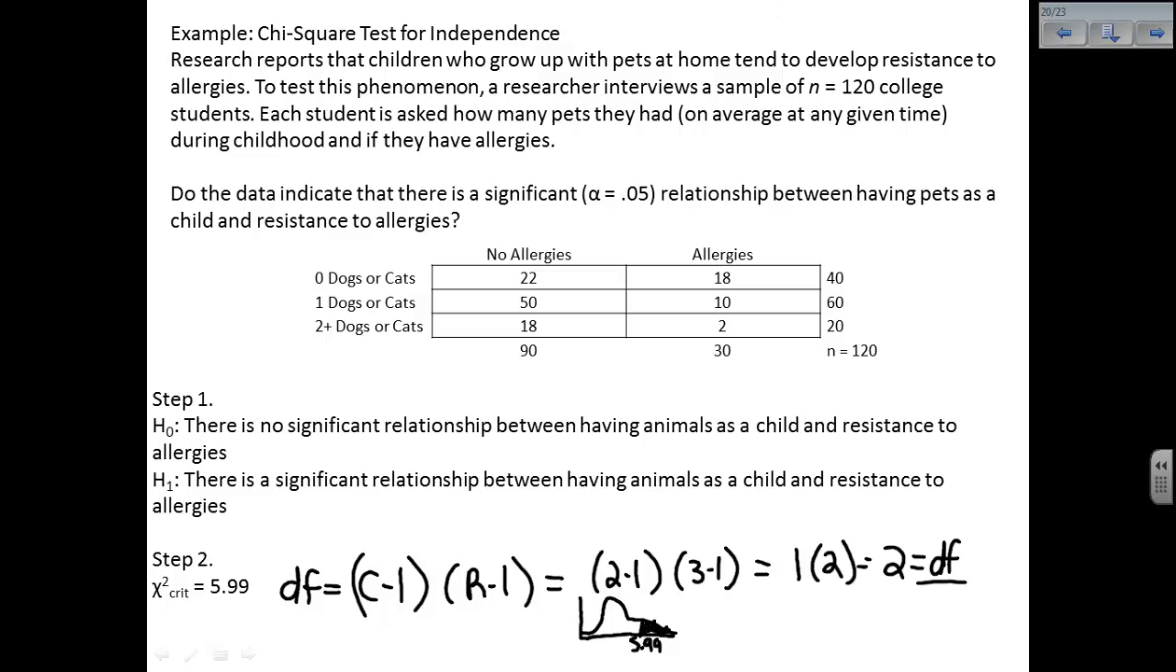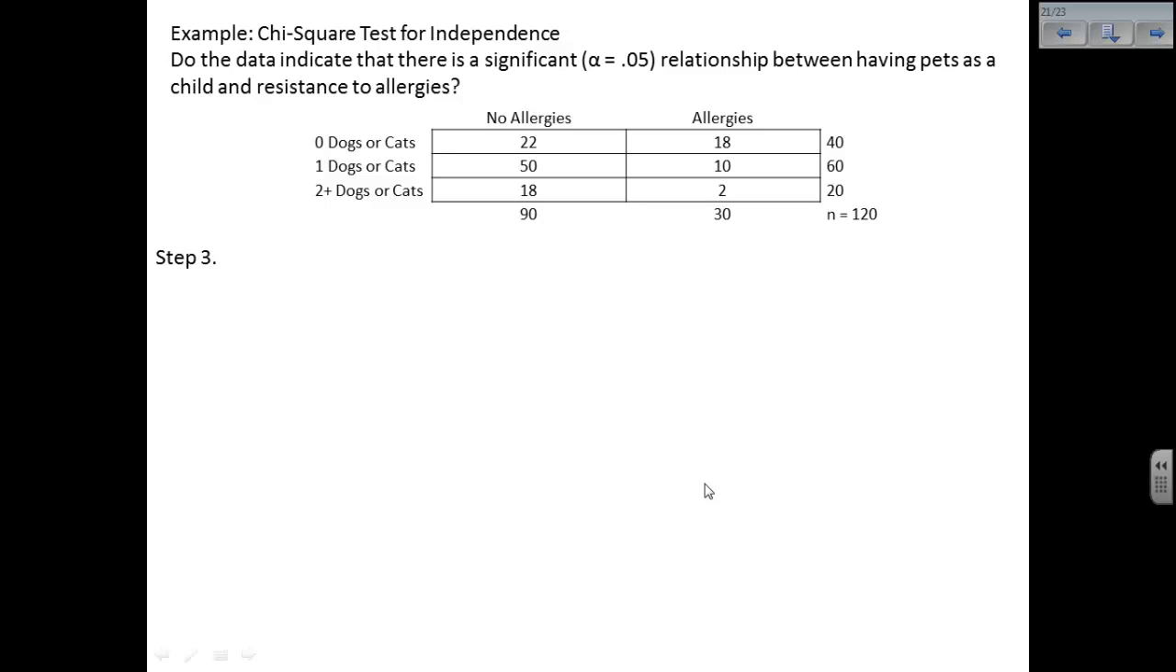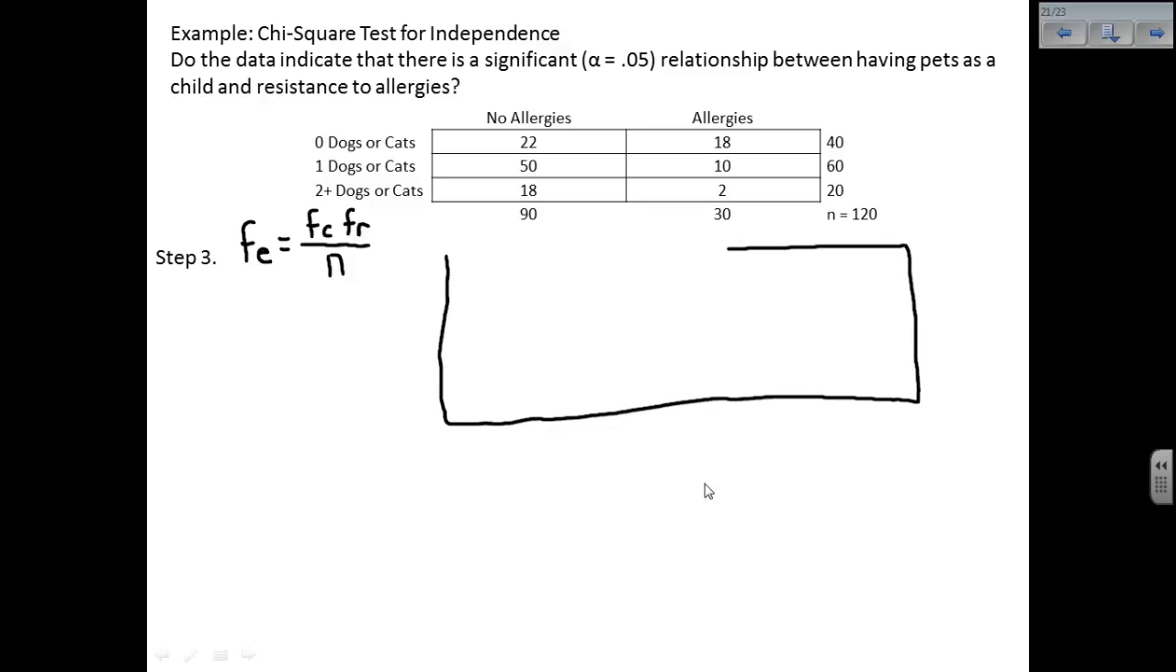Okay, next step. So I'm going to go ahead and use the frequency expected formula that I prefer. So FE, frequency expected, is equal to the frequency for the column multiplied by the frequency for the row for that group divided by the sample size. All right, so I'm going to go ahead and recreate this table, make it a little bit bigger so we have room for our calculations. We have 0 dogs or cats, 1 dogs or cats, and 2 plus. And then we have no allergies and allergies.